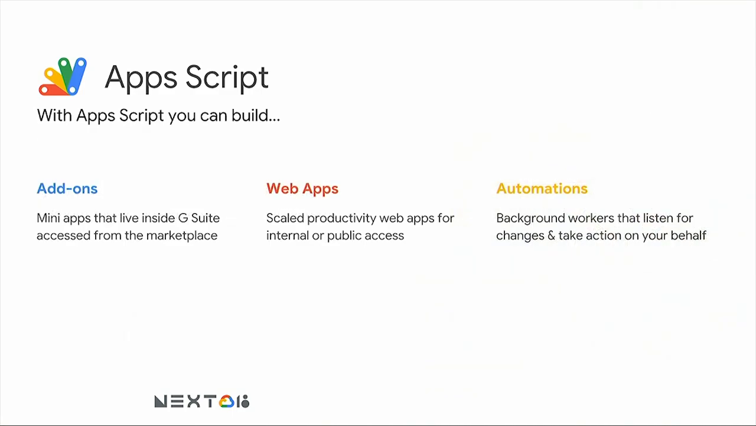With App Script, you can actually build add-ons, for example, mini applications that live within G Suite and can be consumed either internally or deployed directly to the G Suite marketplace for public consumption and to reach new customers. You can also build and deploy scaled web applications so that you can use them internally or for public access. And you can also extend G Suite applications and include an agent that will respond to and take action on changes that happen within G Suite, without you actually having to lift a finger.